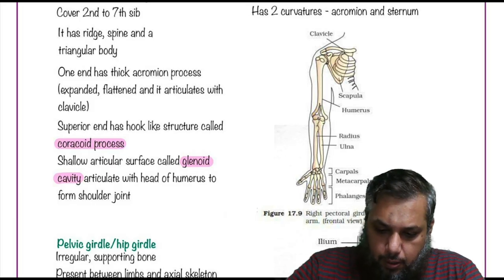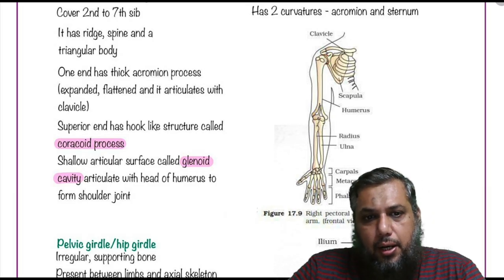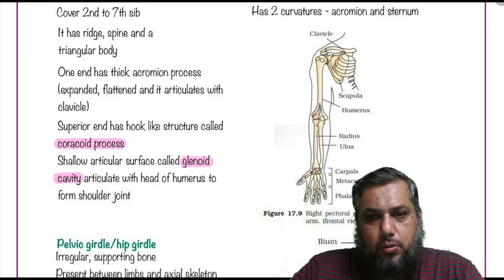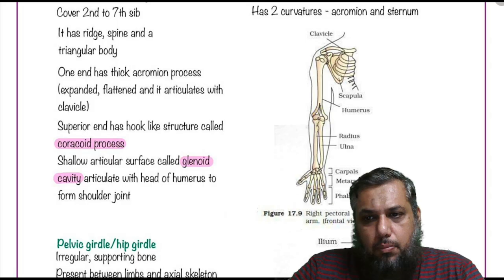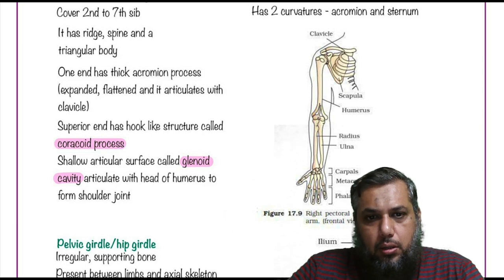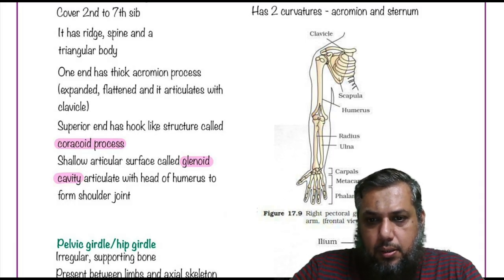On its lateral margin, it shows the presence of a glenoid cavity, and the glenoid cavity articulates with the head of the humerus to form the ball and socket joint, that is your shoulder joint. Another process in the scapula is the coracoid process, which looks like the beak of a crow.